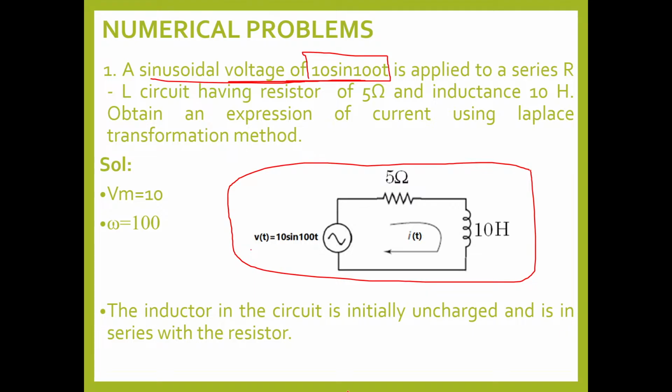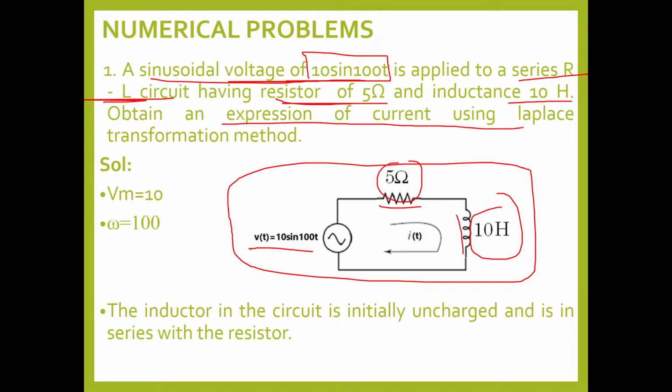So the sinusoidal voltage they have mentioned, V of t is equal to 10 sin 100 t, is applied to a series RL circuit. So R and L are connected in series. This is R, this is L. Resistance value is 5 ohms, and inductance is 10 Henry. Obtain the expression for current using Laplace transformation. So we have to determine the current using Laplace transformation.